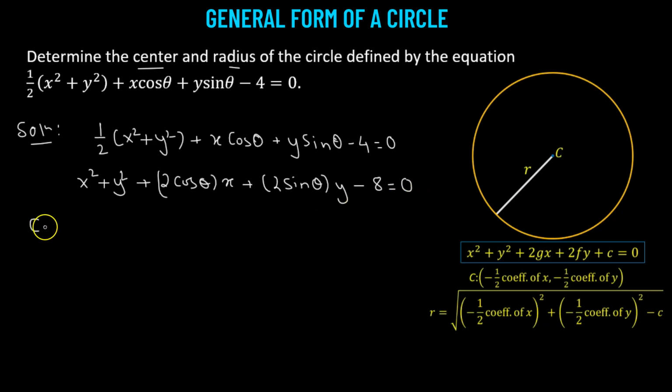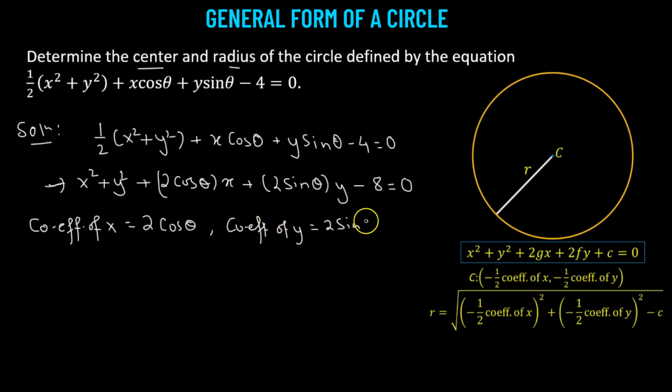Now that means we can use the general form of our equation, and from it we can extract the coefficient of x. So this is going to be 2 times cosine theta. Coefficient of y, that's going to be 2 times sine theta. And we also have the constant term c, so this value is equal to negative 8.